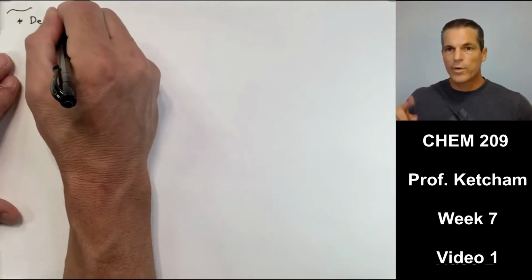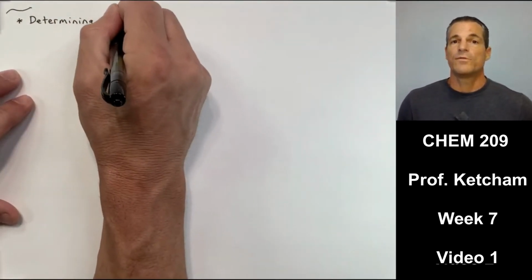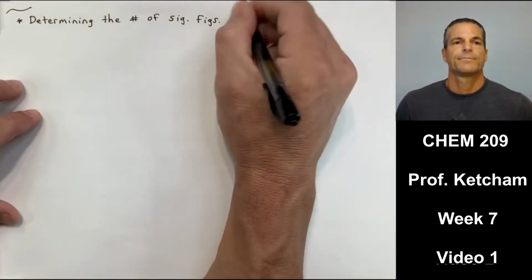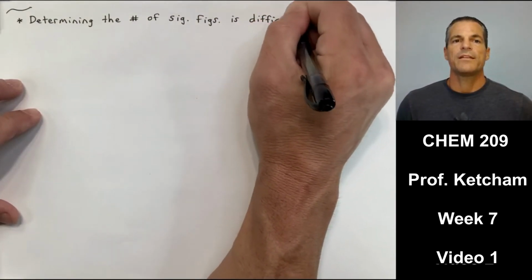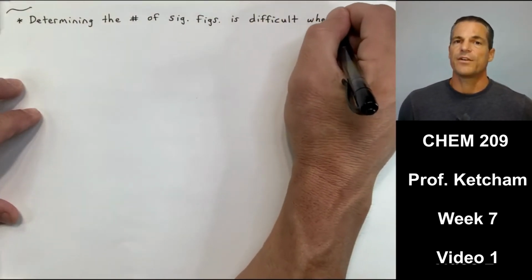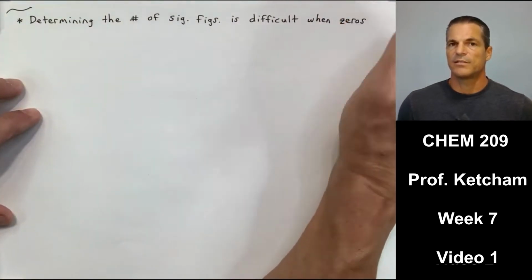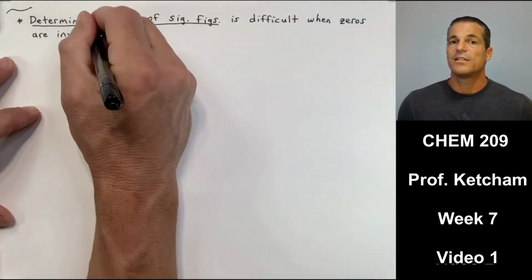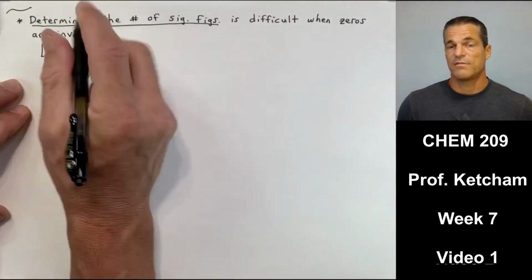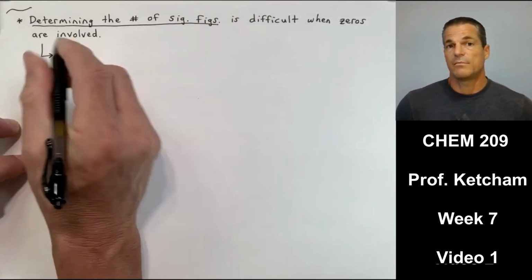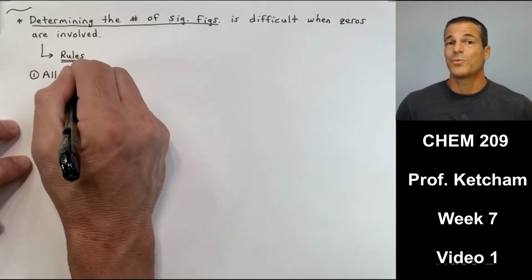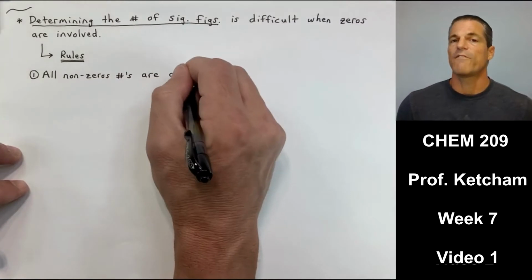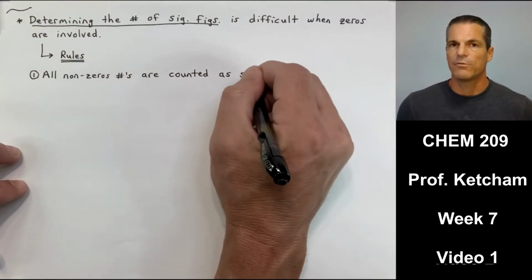All right, the little squiggly line at the top of the page means I'm moving on to something a little bit different, but not super different. So, determining the number of significant figures, sig figs means significant figures. Determining the number of sig figs is difficult when you have zeros involved. And I mean like the number 0. Some zeros we count, some we don't. So here are the rules, and I believe there are 5 of them. Yeah, there are 5 rules.